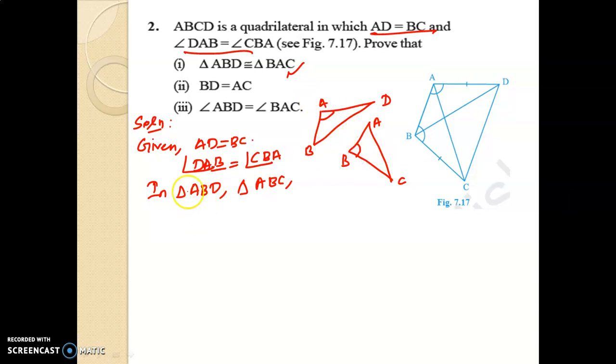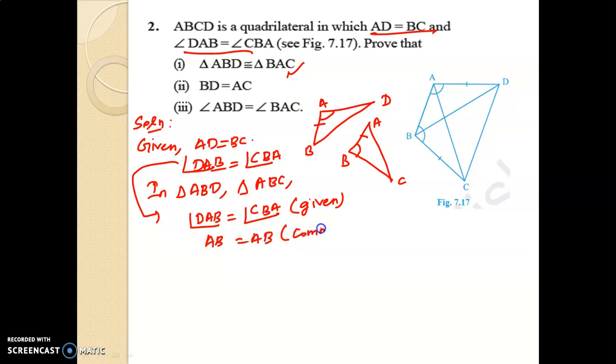So that is this one only: angle DAB equal to angle CBA. That is given. And next, AB is a common side, right? Here also AB is there, here also AB is there. So AB equal to AB. That is the common side.